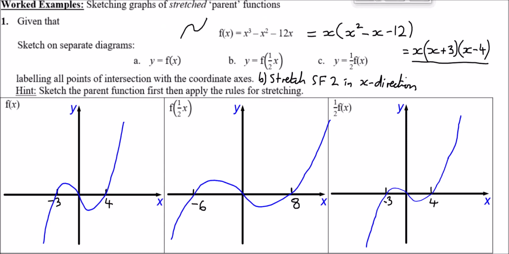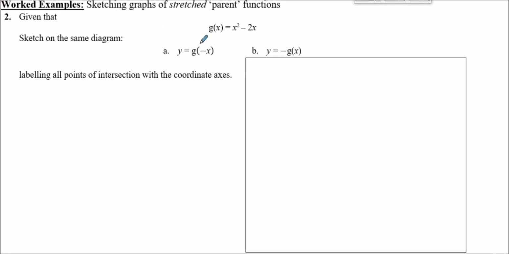Let's now have a look at another example. So here, we've got g of x, which equals x squared minus 2x, and that's already begging to be factorised. And so we can rewrite this as x brackets x minus 2. Okay, so even if the question doesn't ask us to sketch g of x, that's what I'm going to do now. So I'm going to sketch g of x on a coordinate grid.